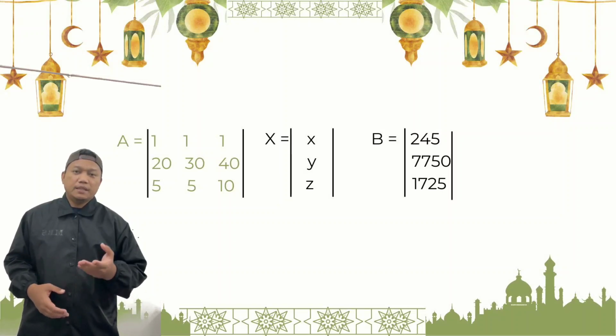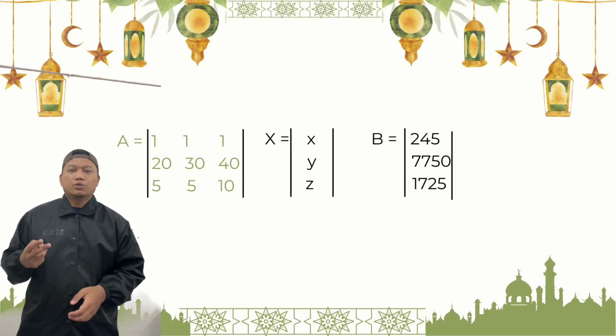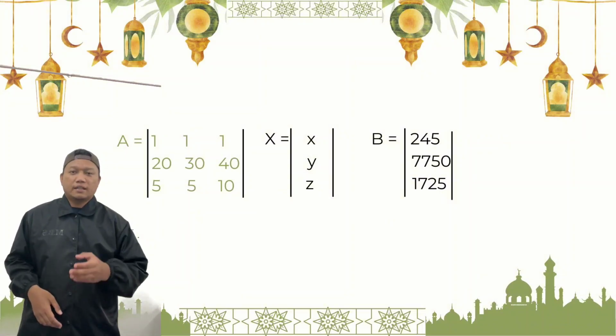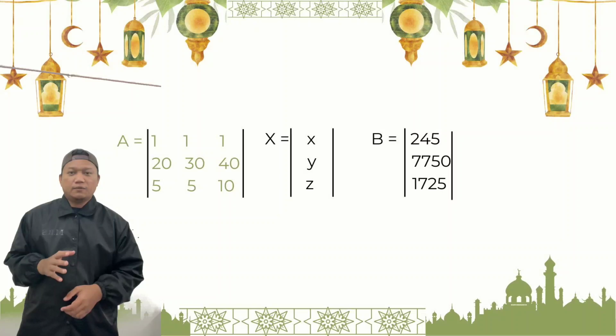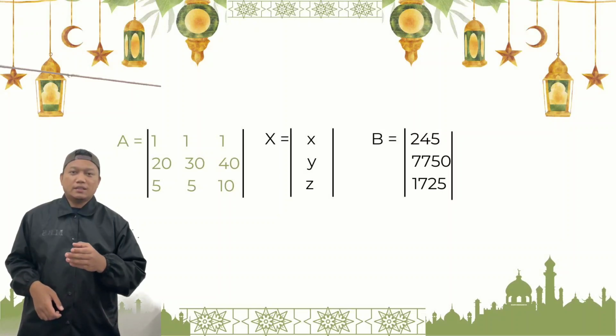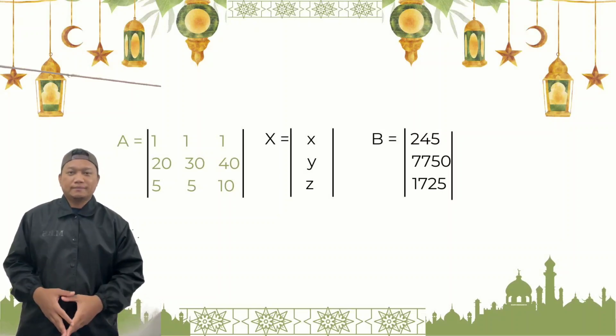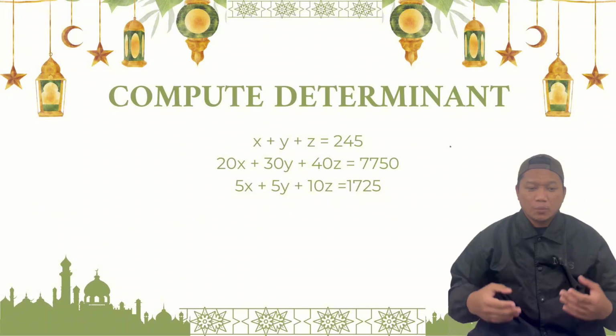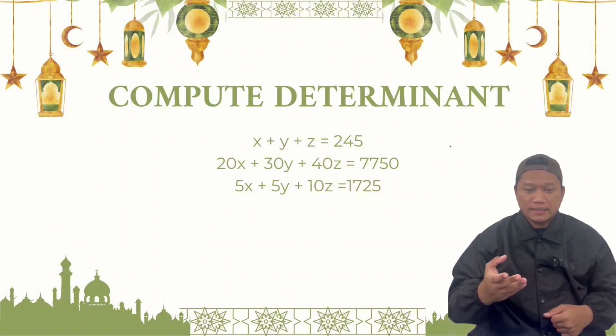And then B: 245, 700, 7,750, and 1,725. Step 2. Compute the determinant of matrix A.